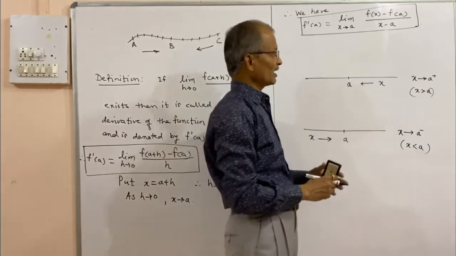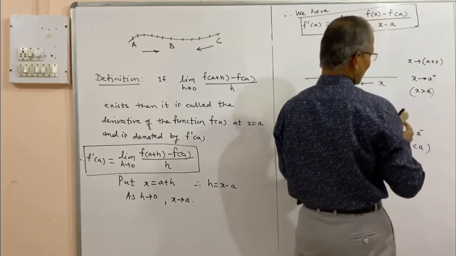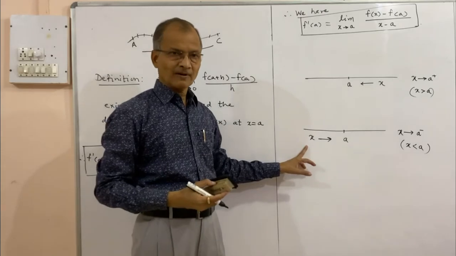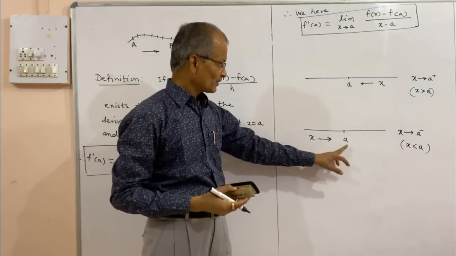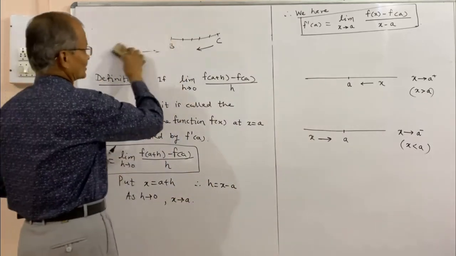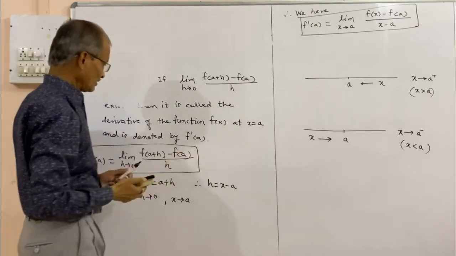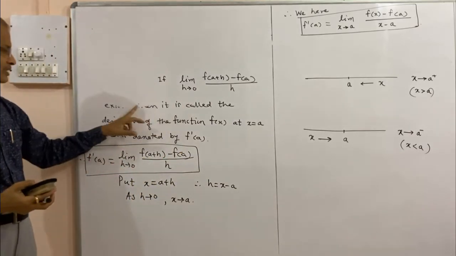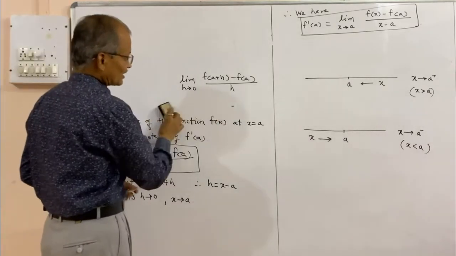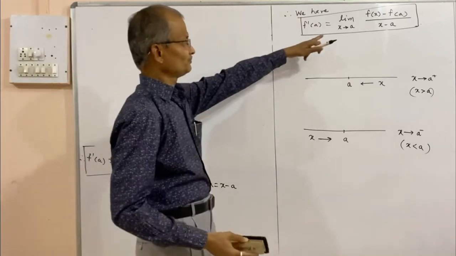Or sometimes it can also be denoted by x tends to a plus 0, but we will use this notation. And if x is on the left side of a and approaches towards a, then we say x tends to a from left. Those are the two notations. And again, when a limit exists, if this limit exists, then it is the derivative of the function. As h tends to 0, the derivative, we can consider this definition.